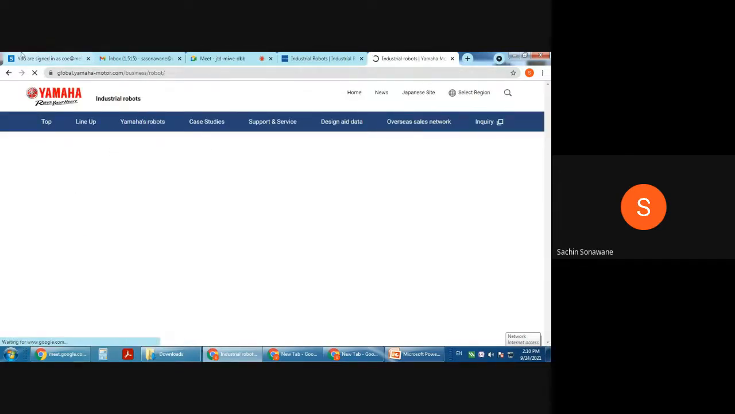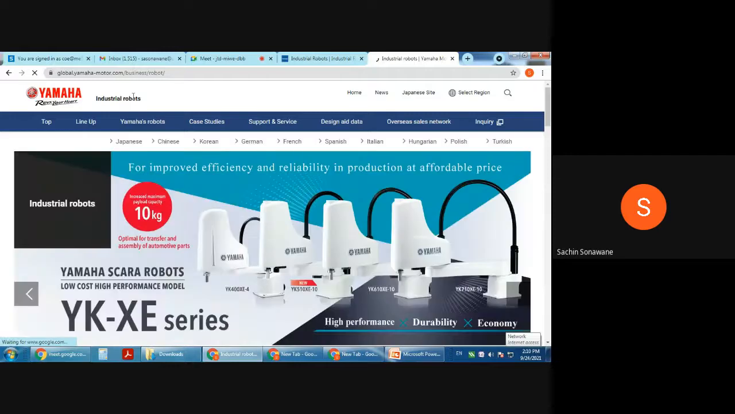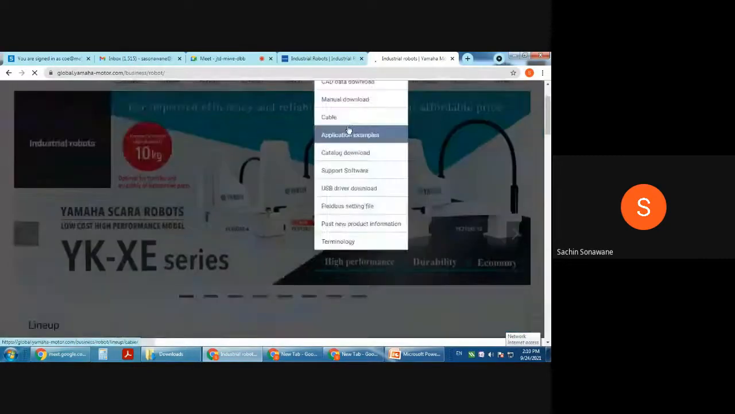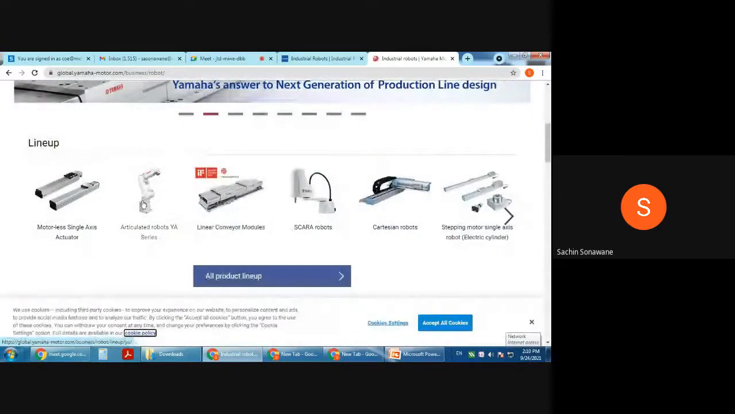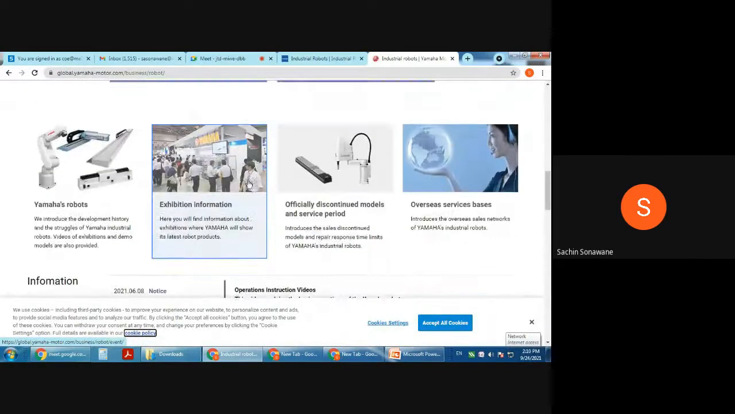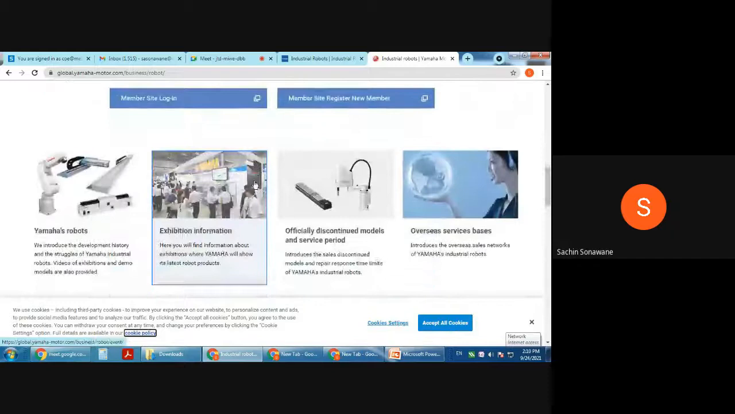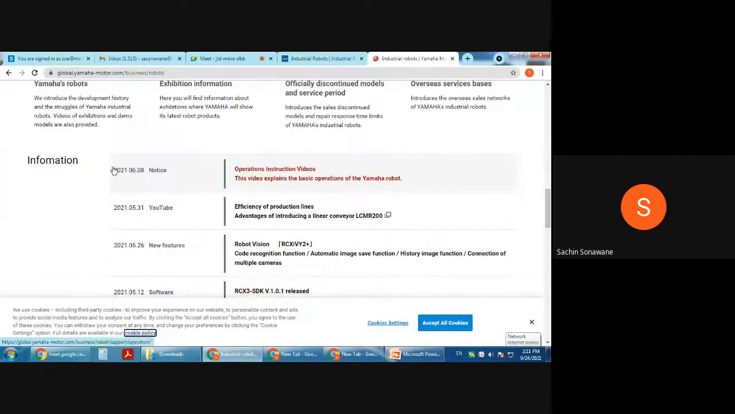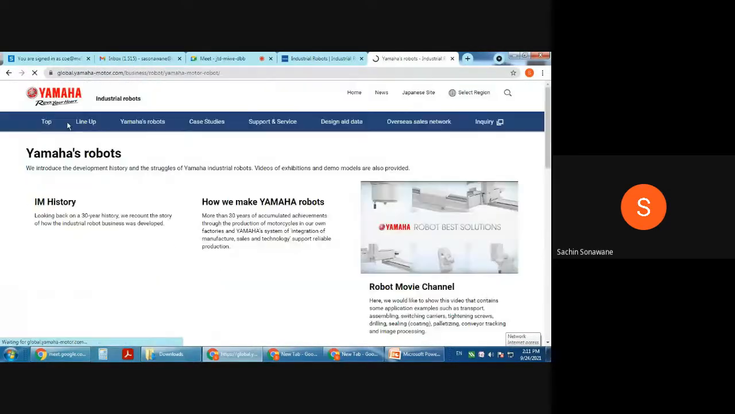See that this Yamaha company is there. We are driving its two wheeler also. Different robots are there. See that this Yamaha's robots.